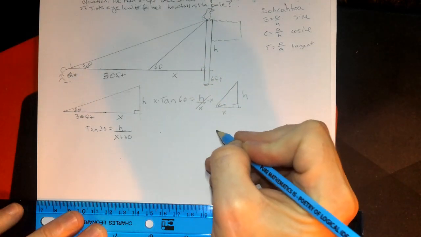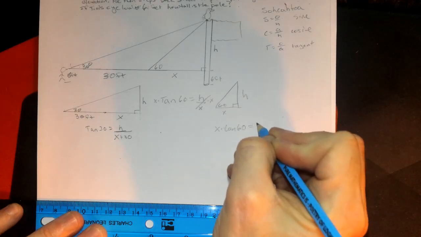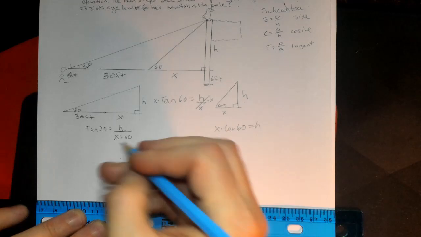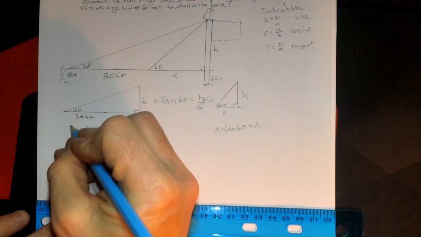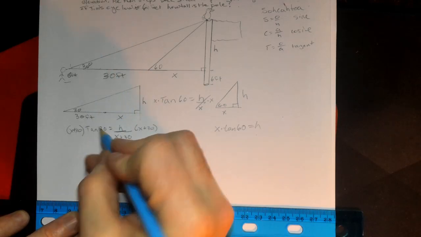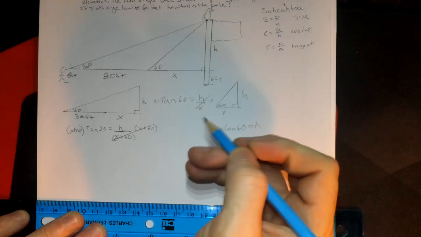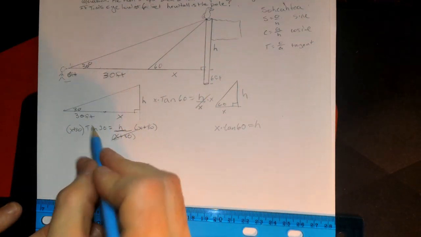So I have, for this one, I can say that x times the tangent of 60 is the height, since we want to find the height. And over here on this side, I can multiply both sides by x plus 30. It can be tricky because this is a tangent of 30 and this is 30 here. So just realize that anything like that would cancel out. Then I can redistribute the tangent of 30 to both of these.